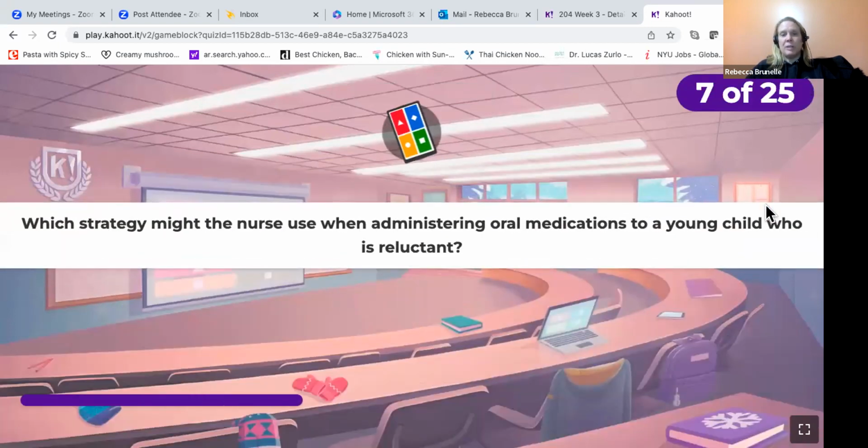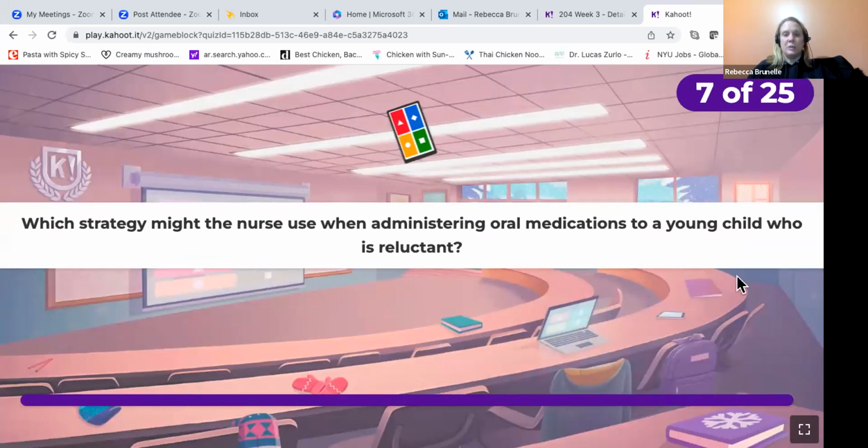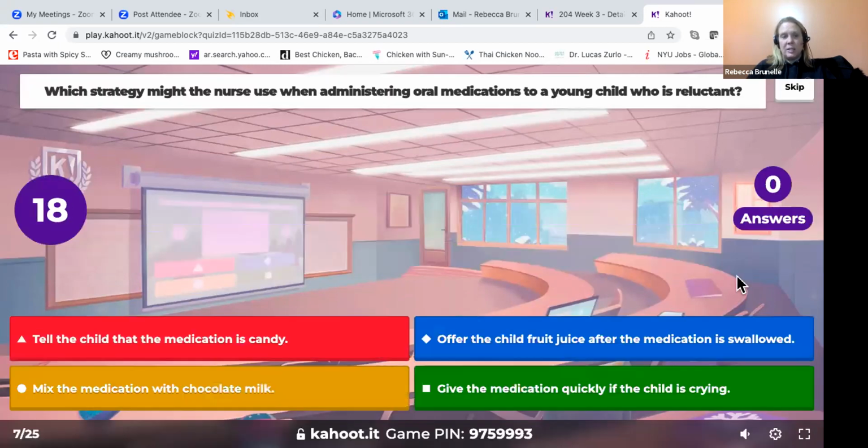So what strategy might the nurse use when administering an oral medication to a young child who is reluctant? Tell the child the medicine is candy, mix the medication with chocolate milk, offer the child fruit juice after the medication is swallowed, or give the medication quickly if the child is crying.